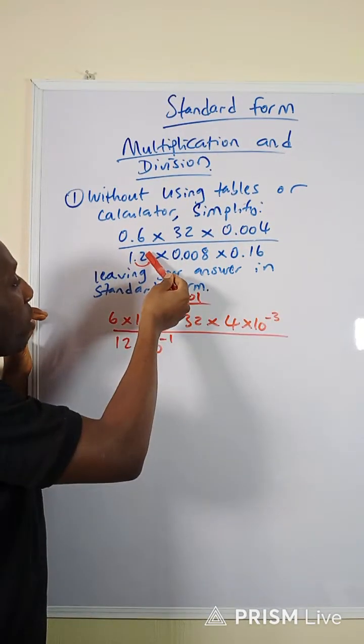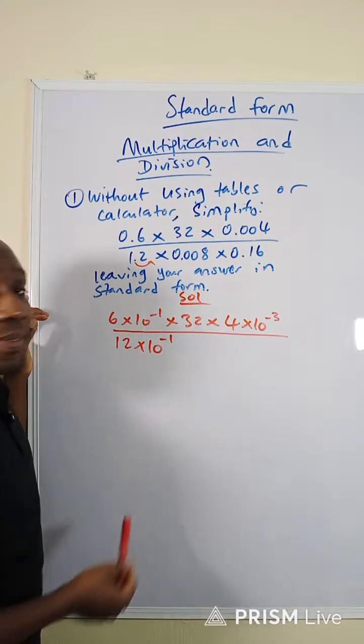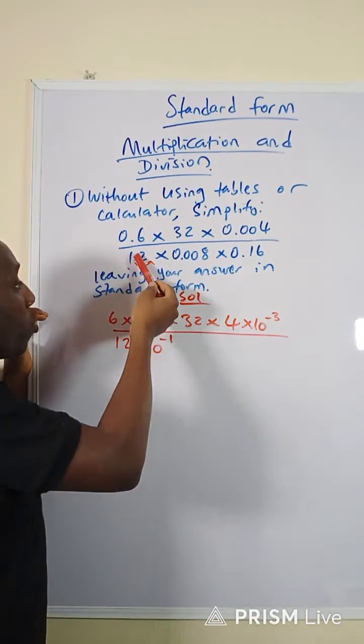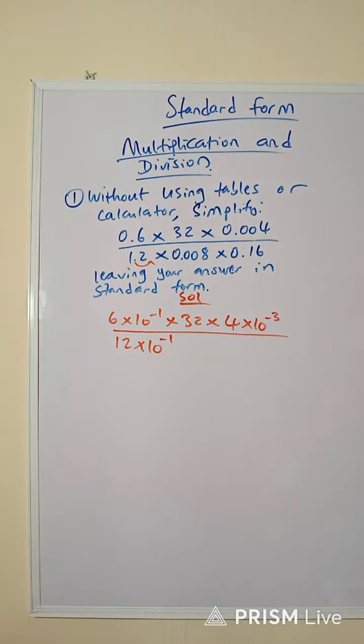So when I'm trying to rewrite 1.2 with a power of 10, you must put a negative sign here. And if you want to take this back to 1.2, you know this is minus 1.